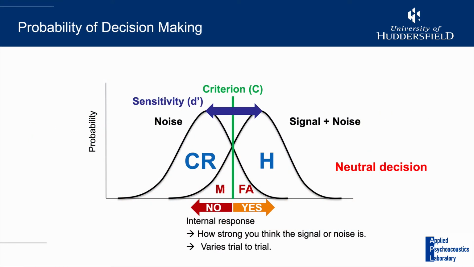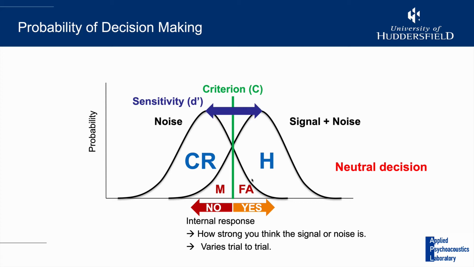So what do we mean by sensitivity and bias? Sensitivity is basically the distance between the peaks of the probability density functions for signal and noise. Each probability density function represents the probability of our internal response as to whether the stimulus is signal or noise. For example, when we hear a very quiet tone, we might think it's a tone, but we may also think it's silence, perhaps influenced by some noise present in the background, which would influence our decision process.